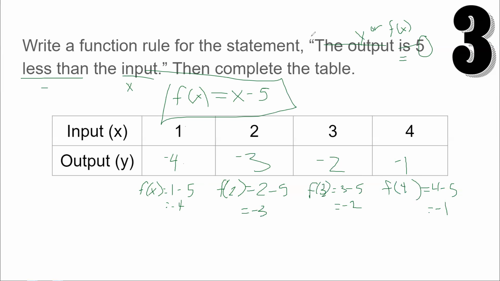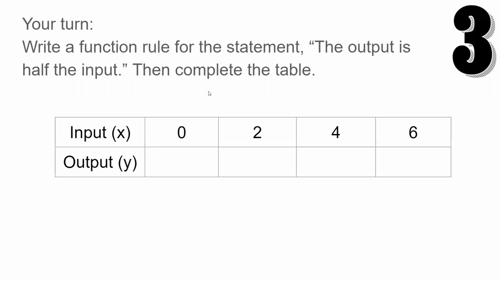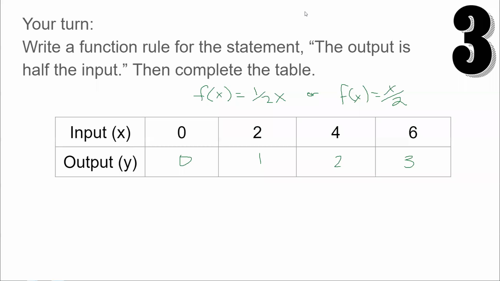Now it's your turn. So write a function rule for that statement: the output is half of the input, and then complete our table. So try that out on your own. There were two different functions that you could have said. You could have said 1/2 times x, or you could have said x divided by 2. It means the same exact thing.